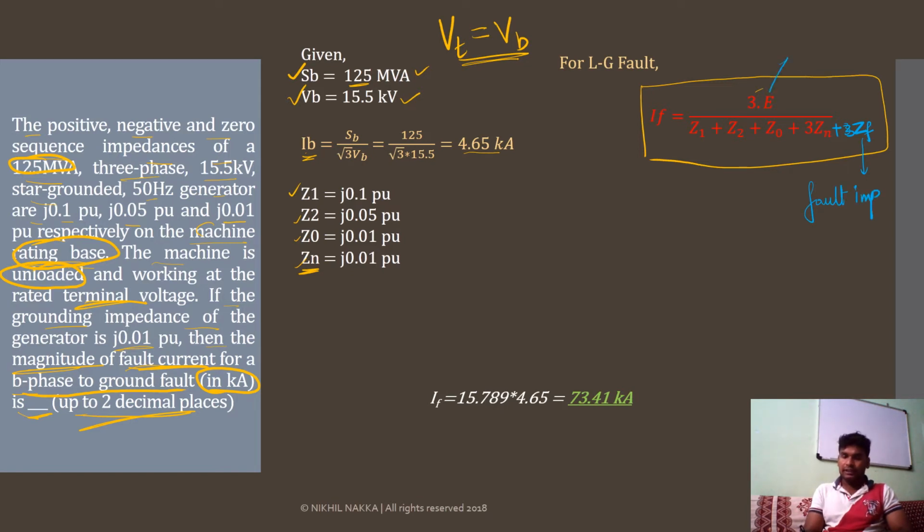And what is this E here? E is the pre-fault voltage. Pre-fault voltage, that is the voltage of the system just before occurrence of the fault. Just before occurrence of the fault, what was the healthy system's voltage? That is the pre-fault voltage.